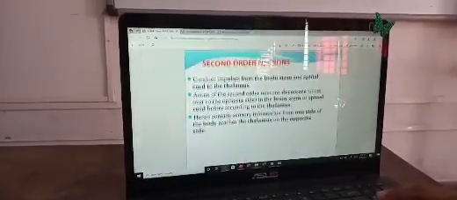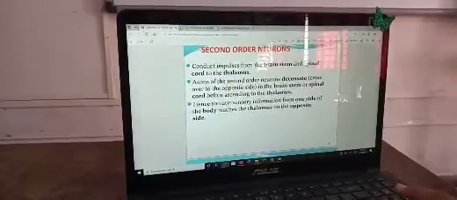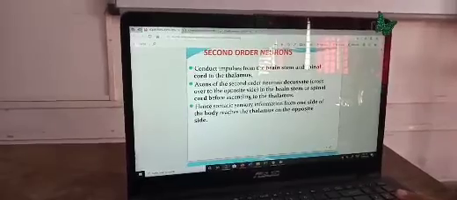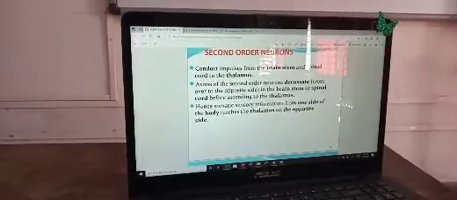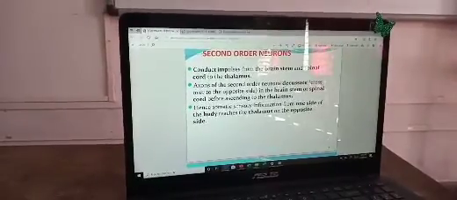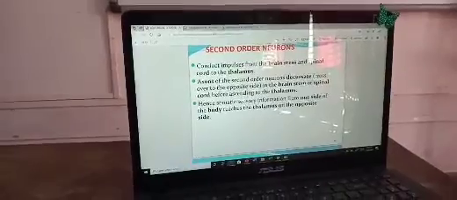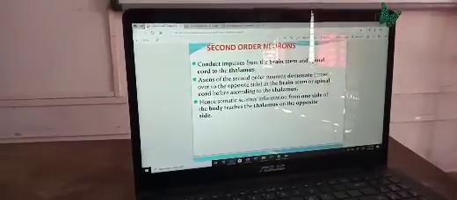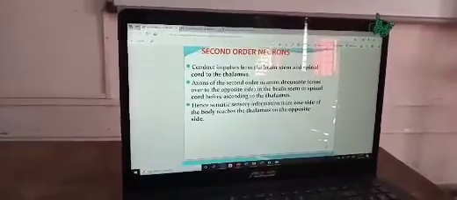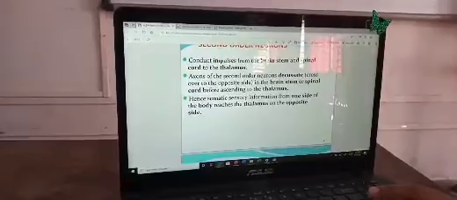Going to the second order neuron, it conducts impulses from the brain stem and spinal cord to the thalamus. Axons of the second order neuron decussate. What do you mean by the word decussate? As I said, it crosses to the opposite side. We call it decussate in the brain stem or the spinal cord before ascending to the thalamus. Hence, somatic sensory information from one side of the body reaches the opposite side of the thalamus.